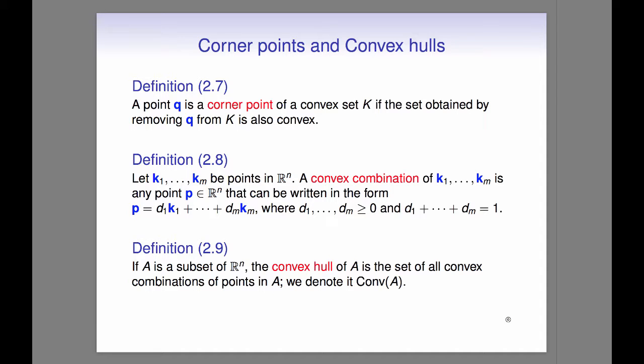And the final key concept is the concept of a convex hull. The convex hull of a set is the set of all convex combinations of points in the set. So here are the three important concepts: corner point, convex combination, and convex hull. Typical questions, like exam questions for instance, would be to see whether a given point is a convex combination of some given points, and, given a set A, to determine and perhaps draw the convex hull of that given set.